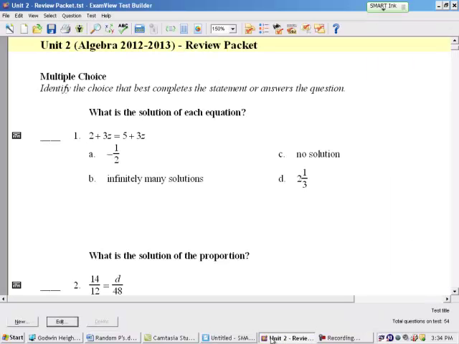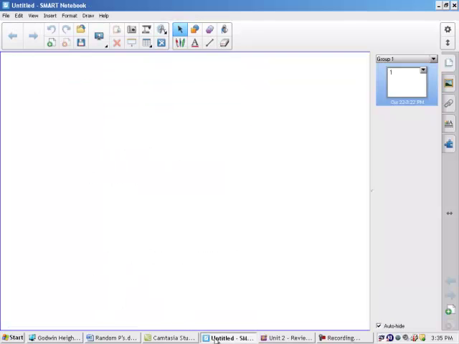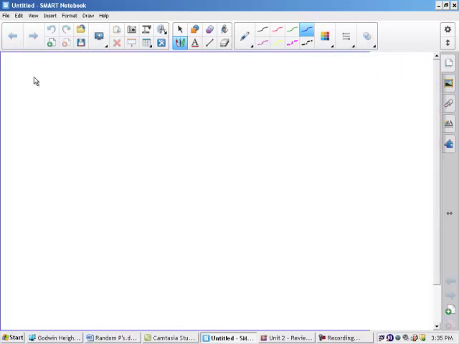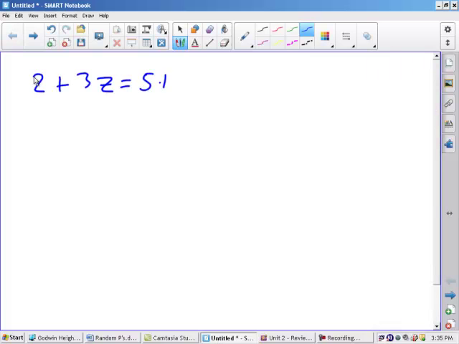So let's get started. First of all, number one, what is the solution of each equation? Number one says 2 plus 3z equals 5 plus 3z. So again, I'm going to have to write this right here where we have 2 plus 3z equals 5 plus 3z. My first step is to get my z's on the same side. I always like to move the one on the right to the left side.